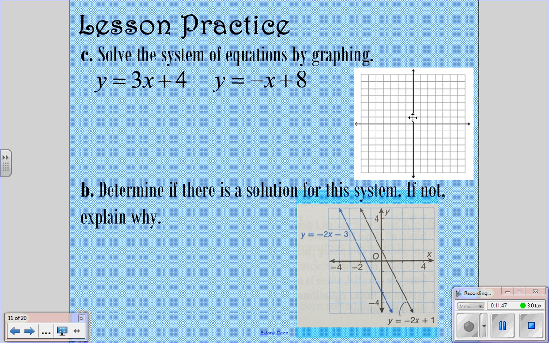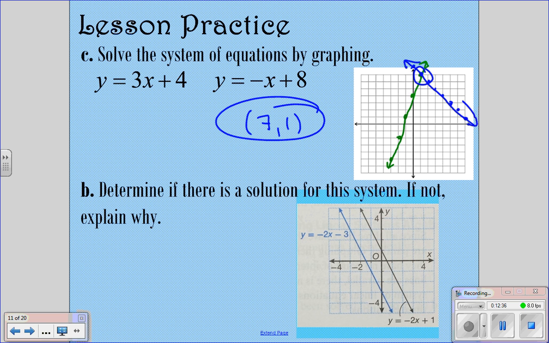So we're going to go up to 4. Then we're going to go up 3 and over 1. And we can go down 3 and to the left 1. And so now we're going to graph our line. And then for the other one, we're going to go to 8. And then we're going to go down 1 and to the right 1, down 1 and to the right 1. And so that's what your two lines look like. And they intersect at this point here, which is (7, 1). So that would be your answer.